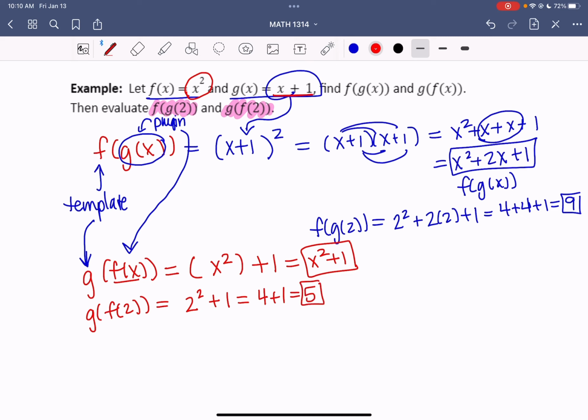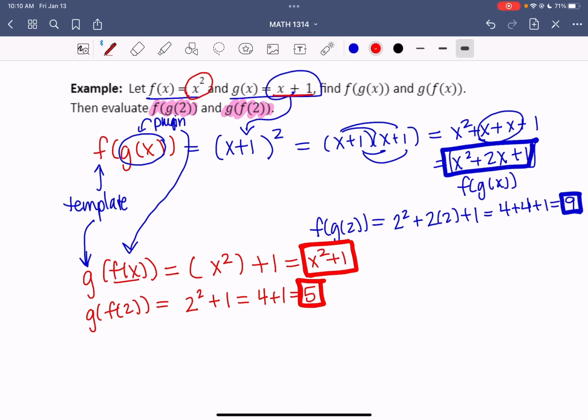Now what's interesting to note about this is when I composed f and g together, order did matter. You can see that my equations were different. When I went in to find my f of g equation, I got x squared plus 2x plus 1. When I did g first, I got x squared plus 1. So these are not guaranteed to be the same. You can also see not only were they different in the equations they created, but in their answers they created. I got 9 and 5.